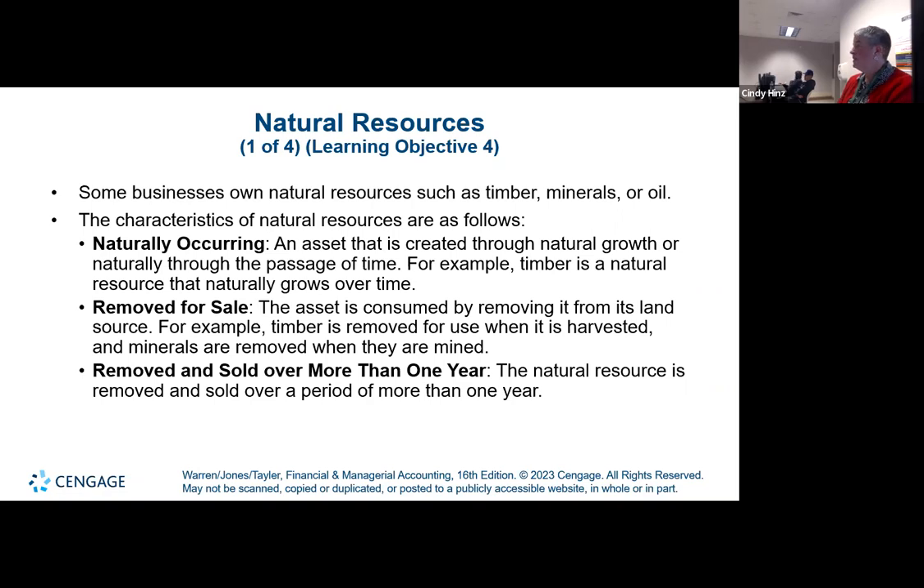So we might own the timber rights on a piece of land, for example, but if we're not a company that does lumbering, that does timbering, for us, that's an investment. We might own the mineral rights on our property, but if we are not a mining company, for us, that's an investment. So when it says removed for sale, it means that we are the ones who are harvesting and selling that. If we just sell the timber rights to a timber company to let them come in and harvest trees off our property, again, that's an investment, and we record the revenue when the sale takes place.